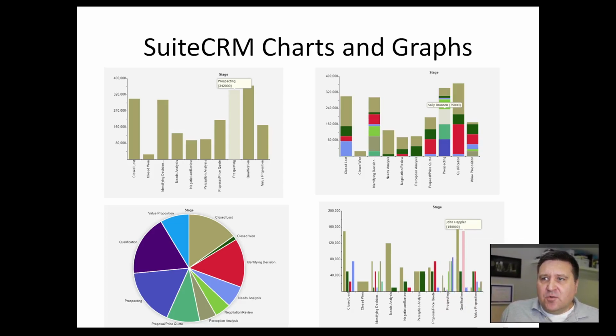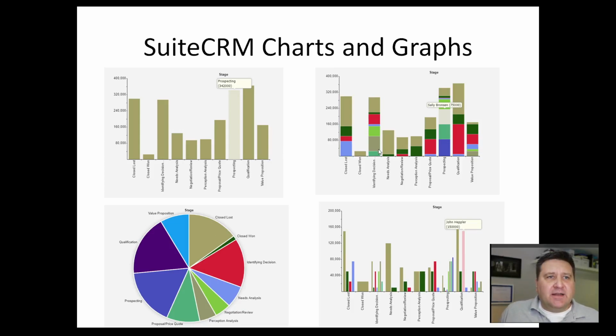Okay, so what we're looking at here is a couple of different graphs that I've put together. Okay, and these are all graphs of opportunities and opportunity stages. And there's a bunch of different ways you can look at this data. So what I've done here, the first one is a bar chart, and I've grouped the bar chart by the opportunity stage. Okay, and I'll show you how these are all set up in a second.